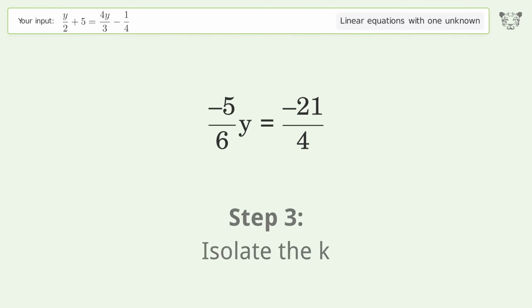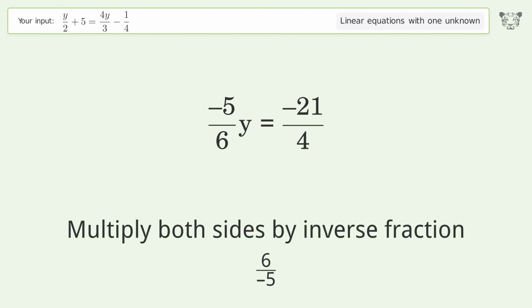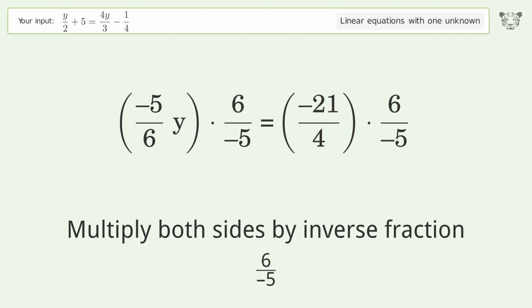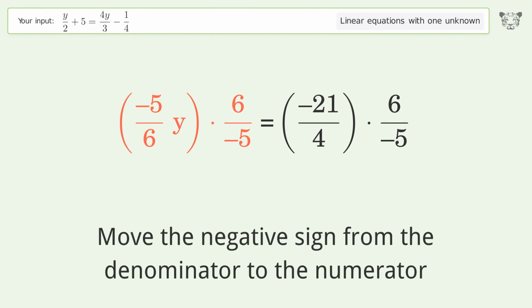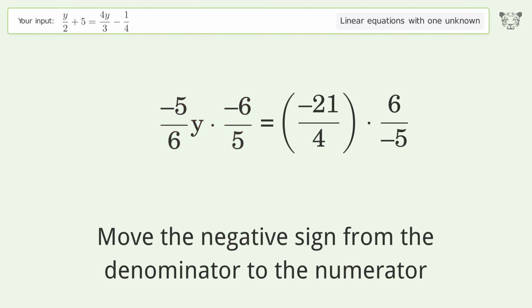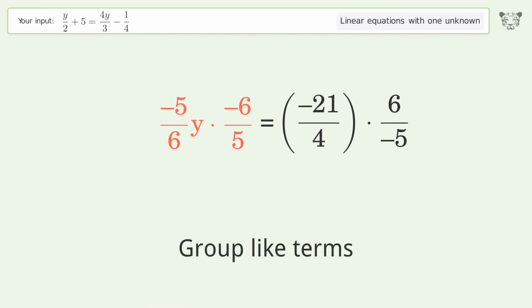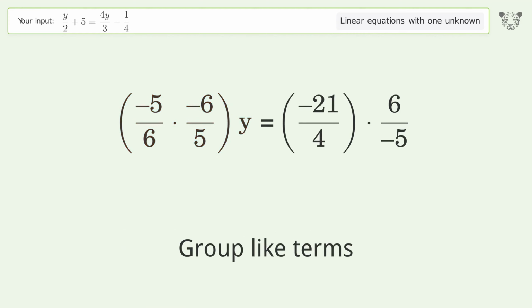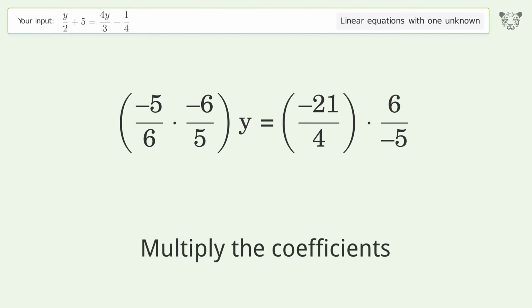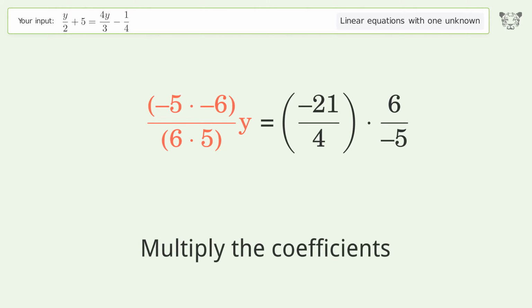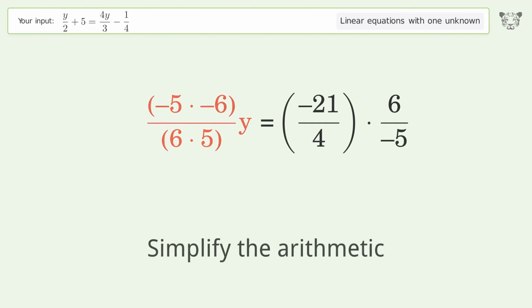Isolate the k. Multiply both sides by inverse fraction 6/5. Move the negative sign from the denominator to the numerator. Group like terms. Multiply the coefficients. Simplify the arithmetic.